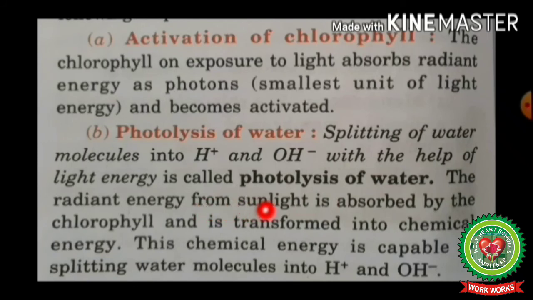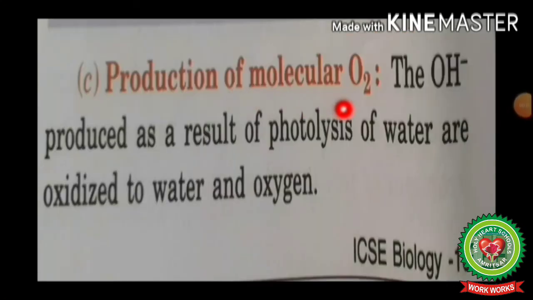The radiant energy from sunlight is absorbed by the chlorophyll and is transformed into chemical energy. This chemical energy is capable of splitting water molecules into H positive and OH negative ions. Next is production of molecular oxygen. The hydroxyl ions produced as a result of photolysis of water are oxidized to water and oxygen.